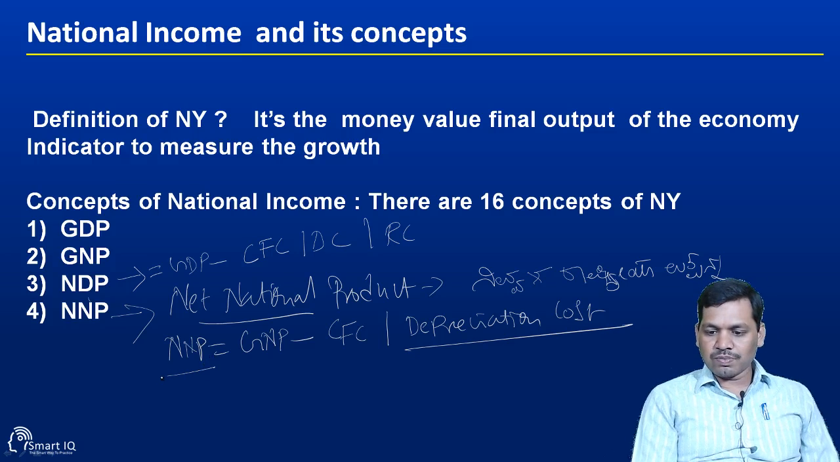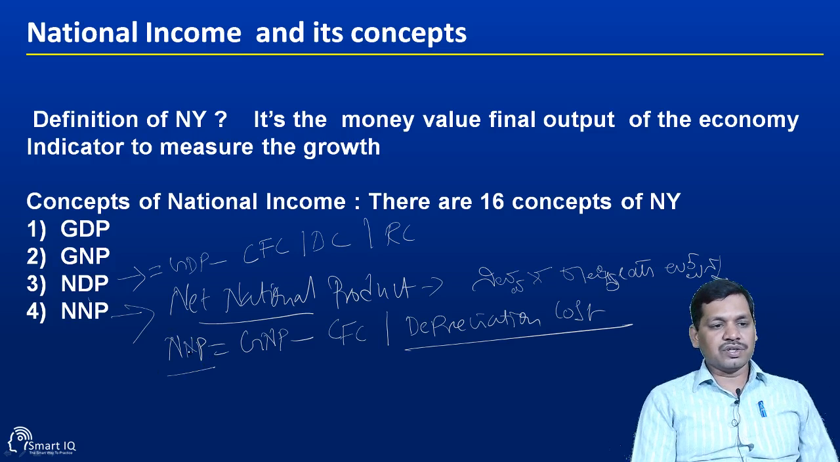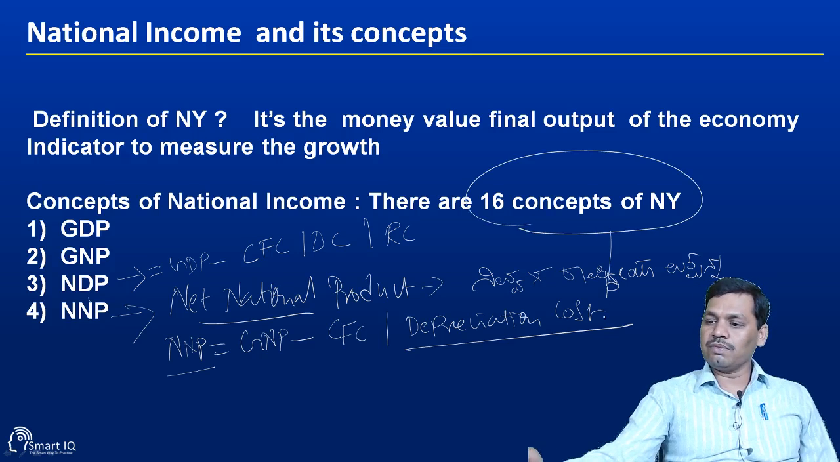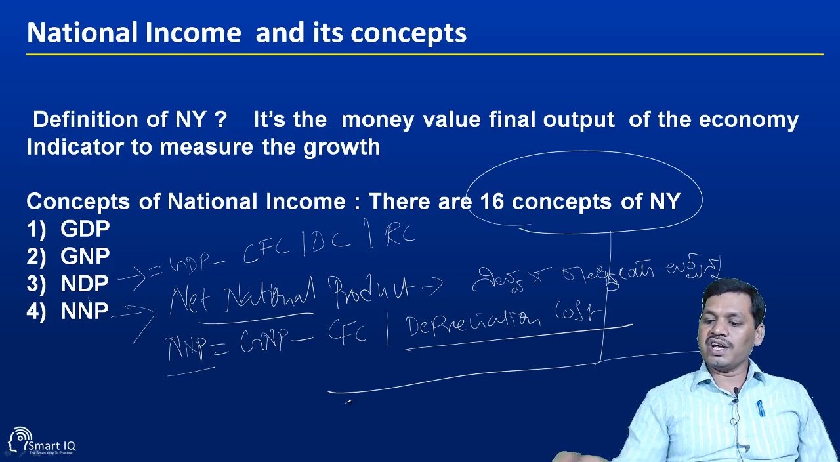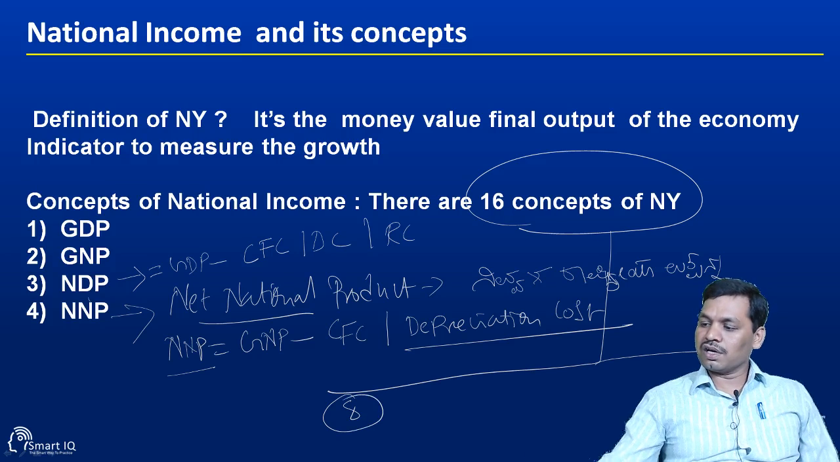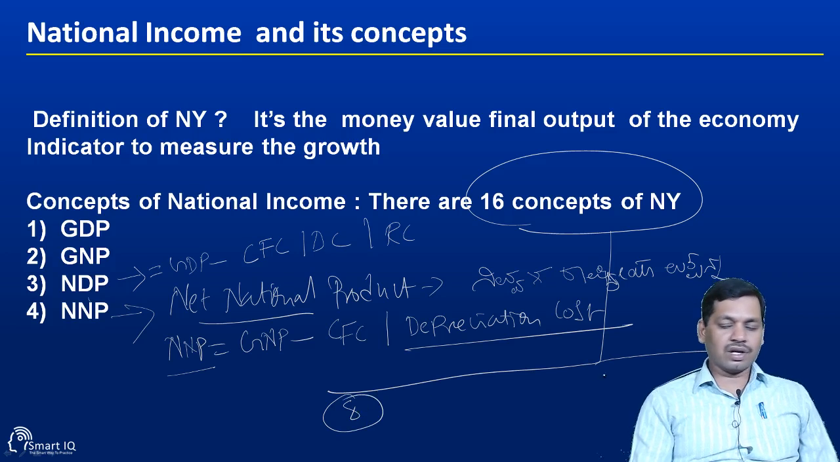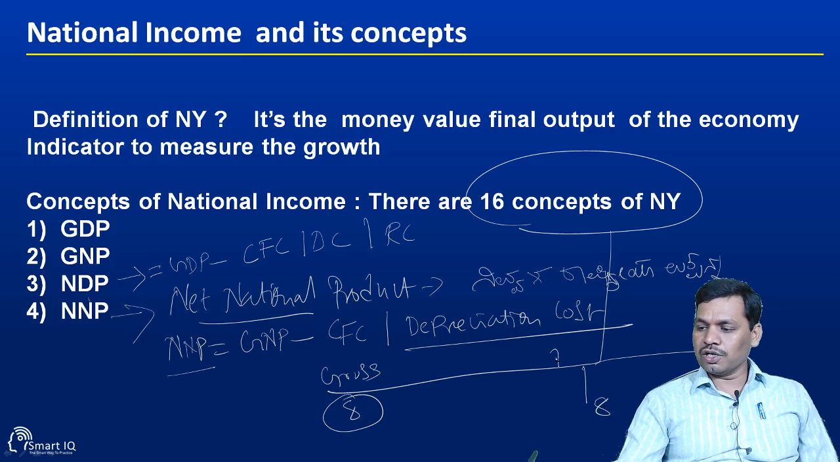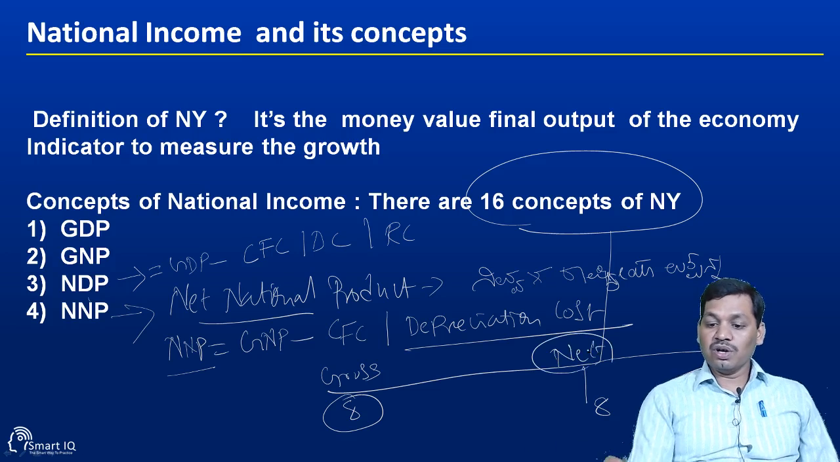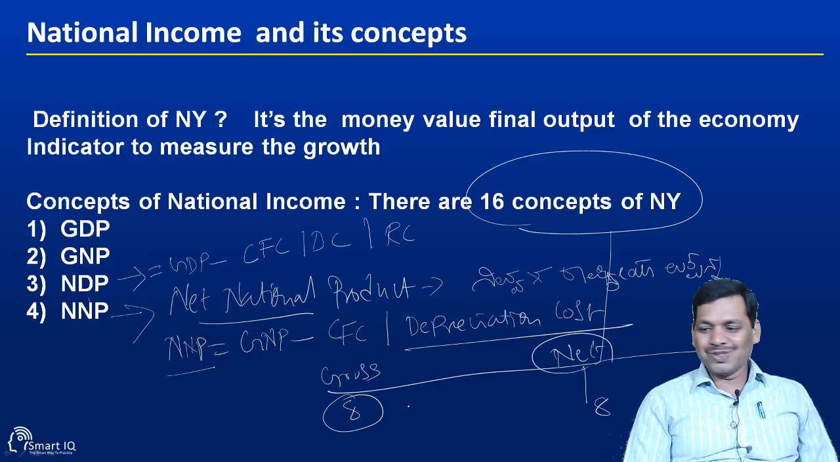You get the concept called NNP. I think you got it. So one more clue I wanted to tell you. I told you there are 16 concepts of national income. In these 16 concepts, 8 are gross, 8 are net. Just by knowing the gross, you can estimate the net values, like NNP.